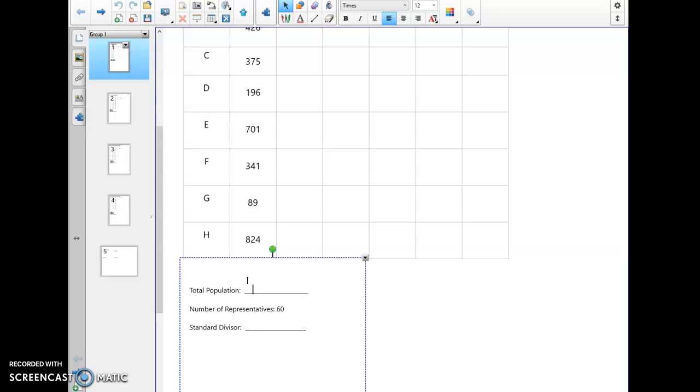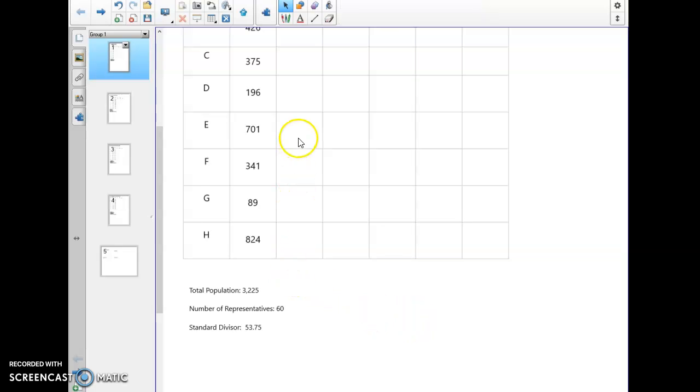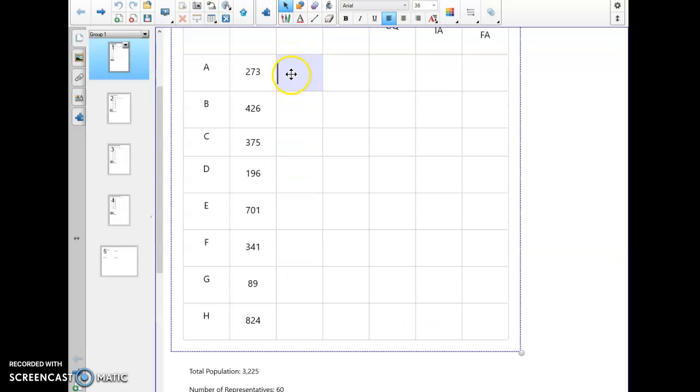But obviously we find our total population by adding them all up. And in this case we get 3,225. We take that population, we divide it by 60, and we get 53.75. And that's how we get our standard divisor. Now I take that standard divisor and I divide each population by 53.75.